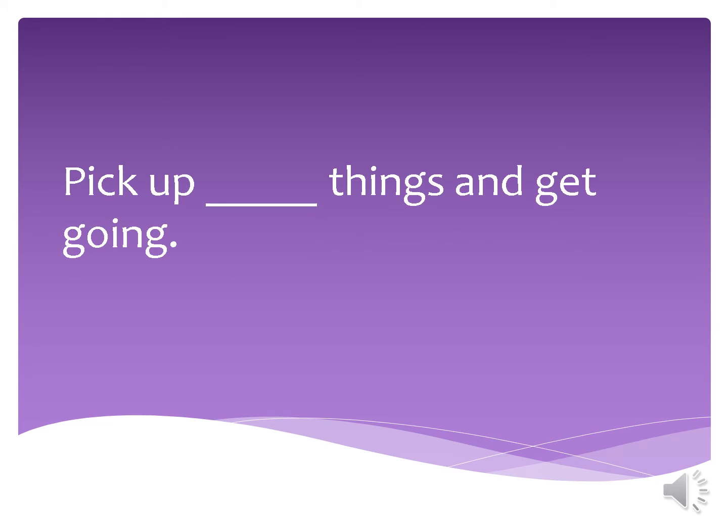The 7th one: pick up blank things and get going. Is it Y-O-U-R or Y-O-U apostrophe R-E? Okay, hope you've written something down. The word after the space is things, which could be anything, therefore could be nouns. So it's Y-O-U-R. Pick up your things and get going.